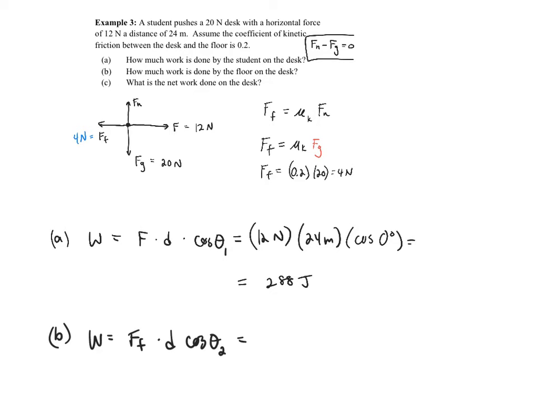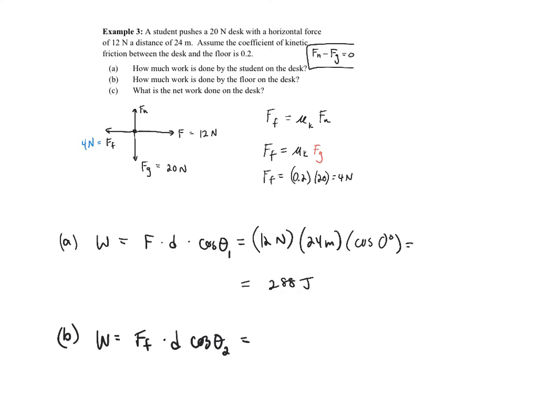So for the second part of this problem, when we look at the work done by friction, it's a force of 4 newtons, a distance of 24 meters. The distance hasn't changed, right? The distance doesn't change, think logically, but the force does because it's a different force, and the angle changes to 180. 24 times 4 is 96. Cosine of 180 is -1, so -96 joules.